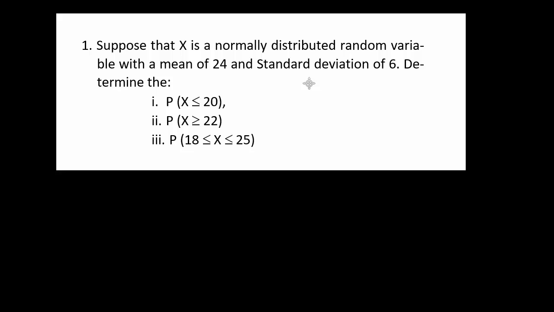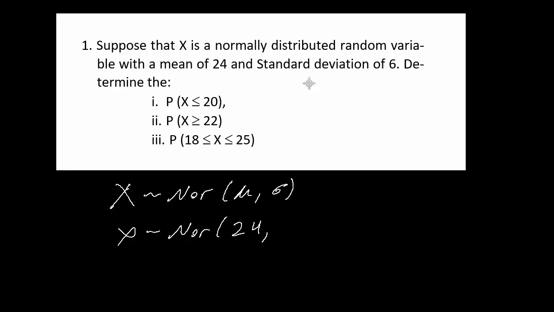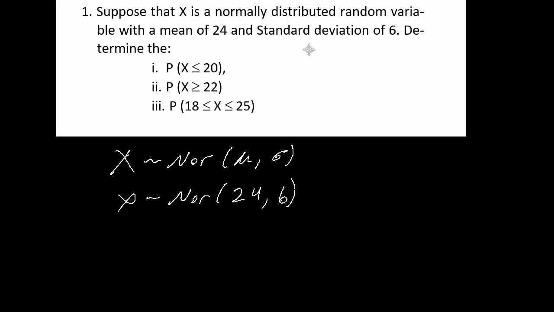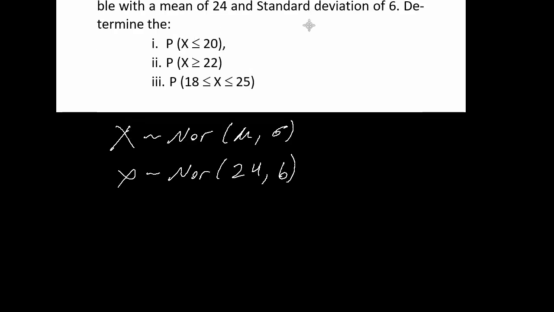So we're going to calculate the probability for a normal distribution, and we know that a normal distribution is a type of continuous probability distribution. This question says that suppose that x is normally distributed with a mean of 24 and a standard deviation of 6. Therefore, x follows a normal distribution of mean 24 and standard deviation 6. The first part says to calculate the probability of x less than or equal to 20. So P of x less than or equal to 20.